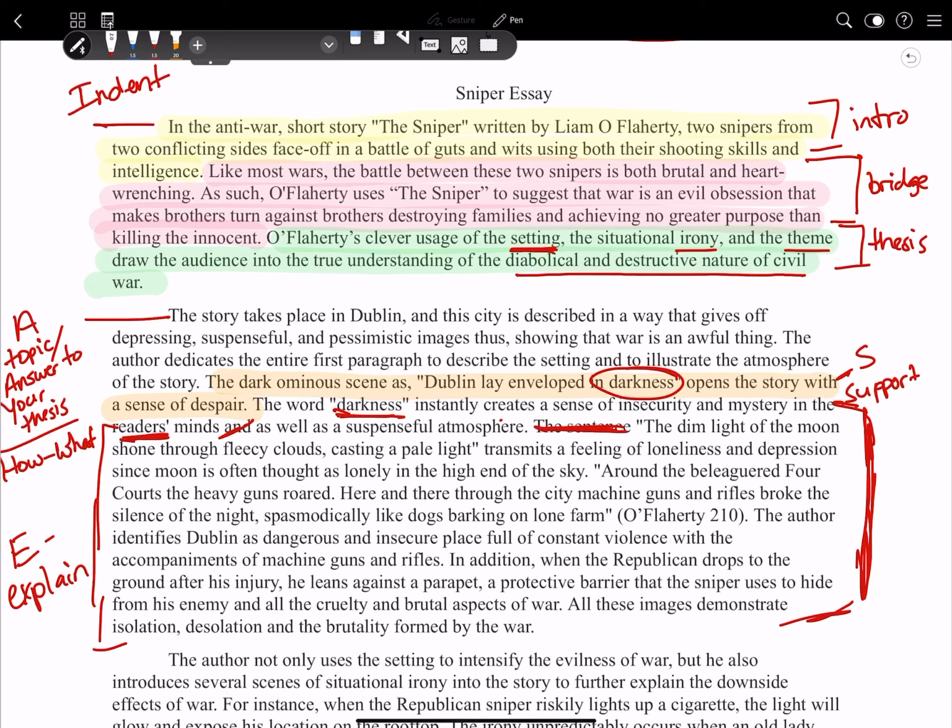So yet another example would be when the dim light of the moon shone through fleecy clouds, casting a pale light, transmitting a feeling of loneliness and depression, since moon is often thought of as lonely in the high end of the sky. Around the beleaguered four courts, the heavy guns roared. Here and there through the city, machine guns and rifles broke silence of the night, spasmodically like dogs barking on a lone farm. Good job with her in-text citation. The author identifies Dublin as dangerous and an insecure place full of constant violence with the accompaniments of machine guns and rifles. So notice that if she includes a quote, after each quote, she explains it.